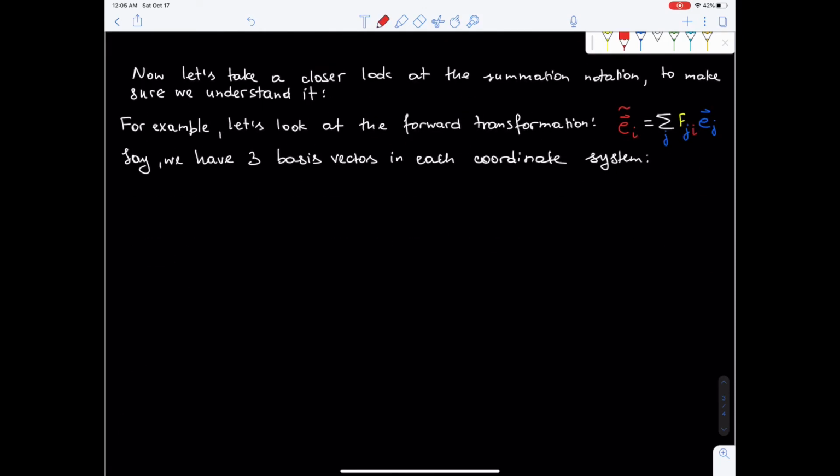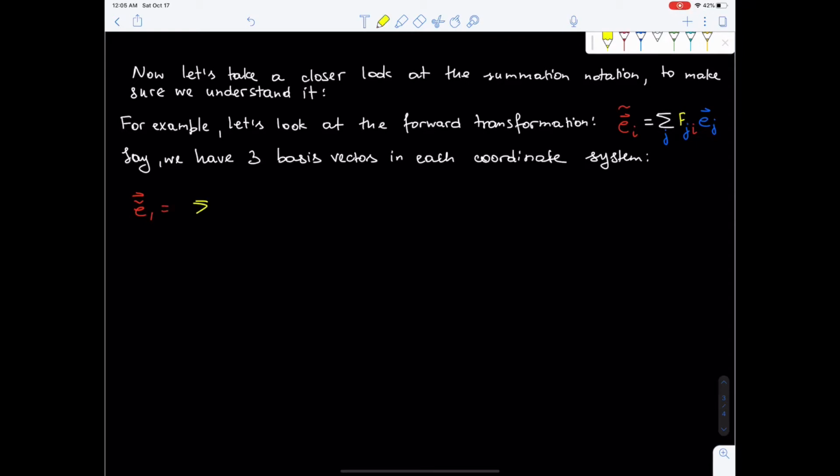Okay, now let's take a closer look at the summation notation to make sure we understand this. For example, let's take a look at the forward transformation, this expression here. And let's suppose we have just 3 basis vectors, that we are working in 3-dimensional space. So let's try to write them all down explicitly. For the first vector, let's say we want to represent the first vector in our new basis. Actually, wait, it's not i, it's now 1. So this then equals, we're summing over j, f j sub 1 and E j. Now let's expand these and see what we get.